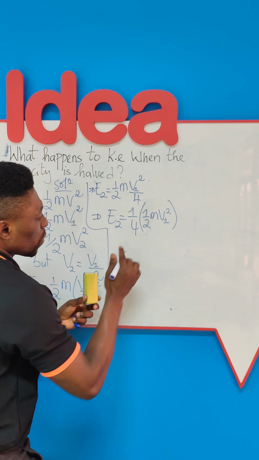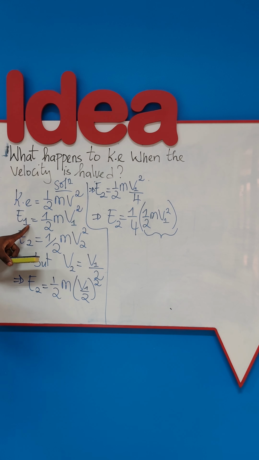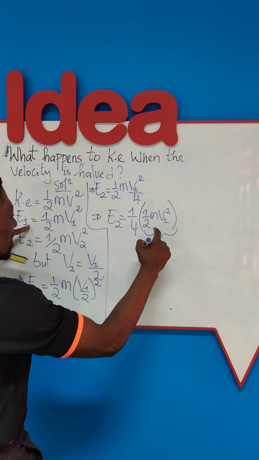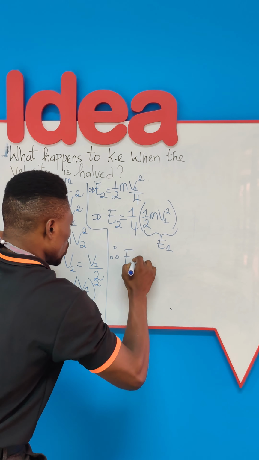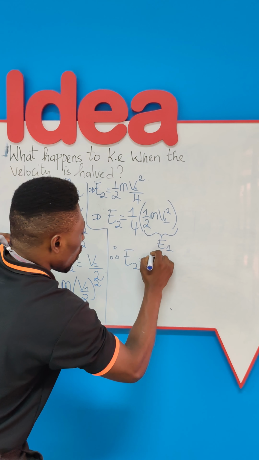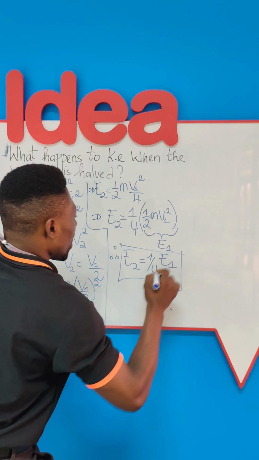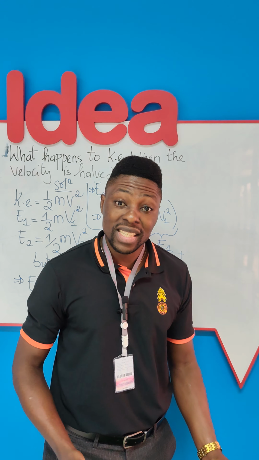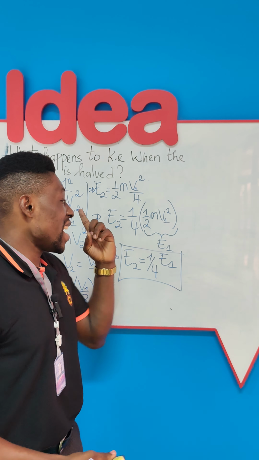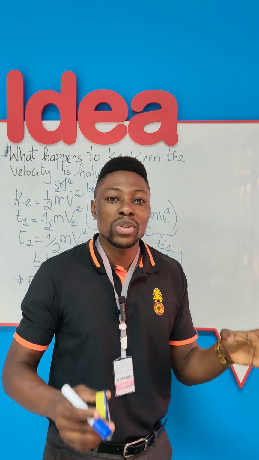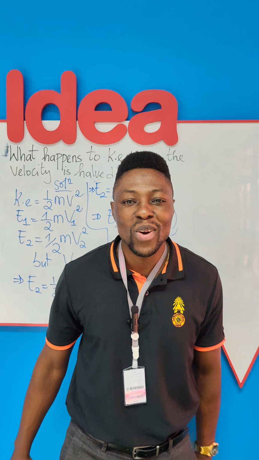But notice something. All of this part here is nothing else but E1. Therefore, E2 is going to be equal to 1/4 of E1. And the conclusion of this question is, if you halve the velocity of an object, then its kinetic energy is going to reduce by a factor of 4, because tomorrow will be better.